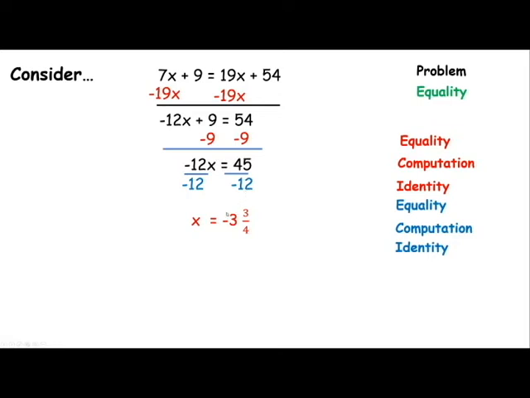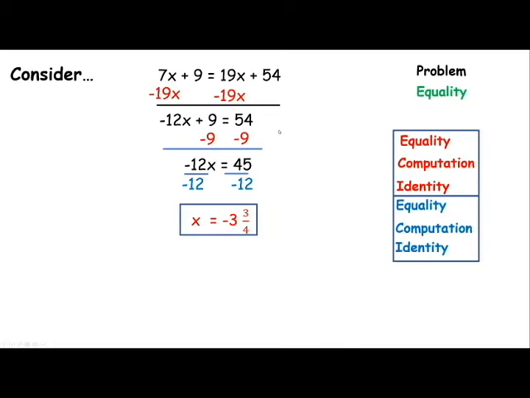45 divided by 12, I went ahead and made this into a mixed number. This would go in 3 times and be 36. This is negative 3 and 9/12, which is negative 3 and 3/4. Notice again, we use that equality, computation, identity pattern twice towards the end of the problem. By moving the x's first, I create something that's familiar, making the rest of it easy to solve.